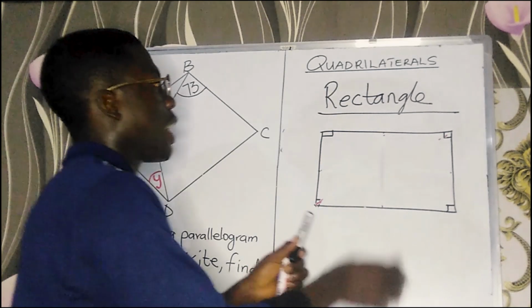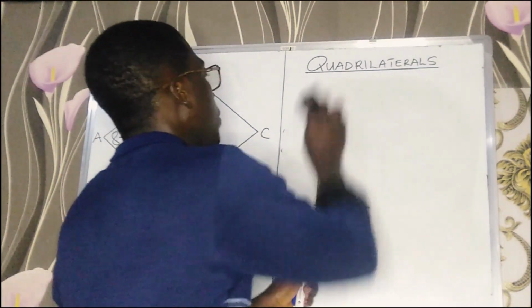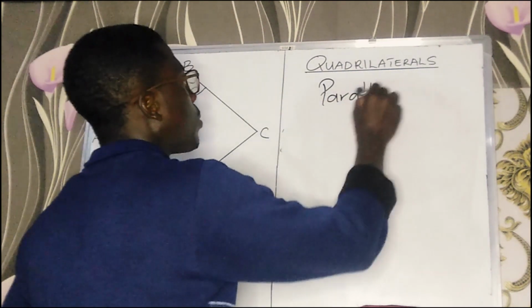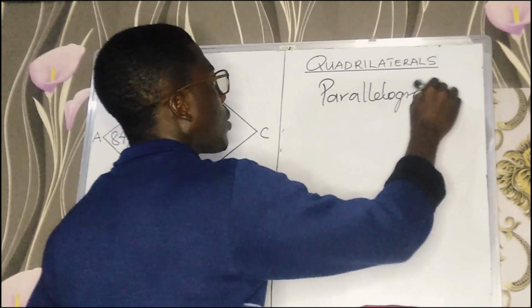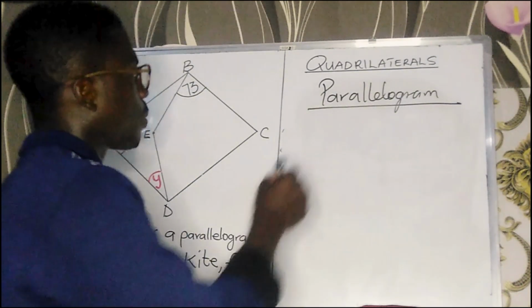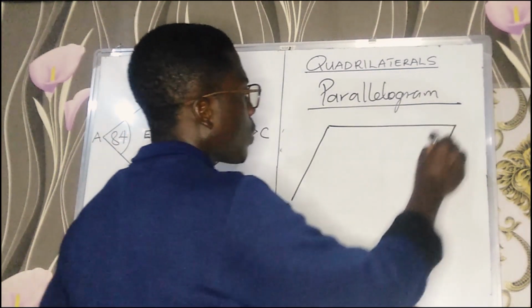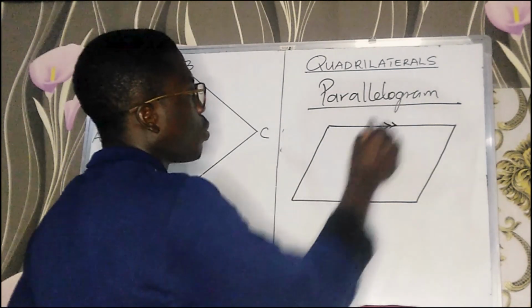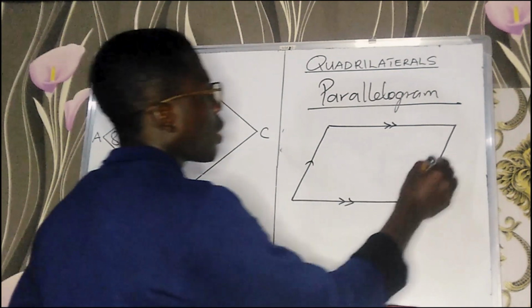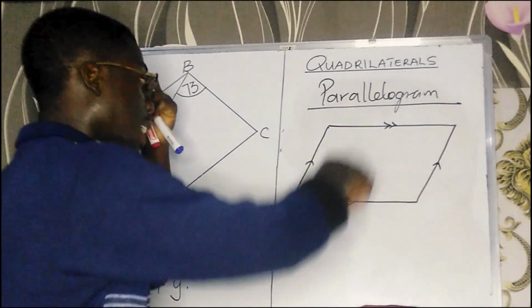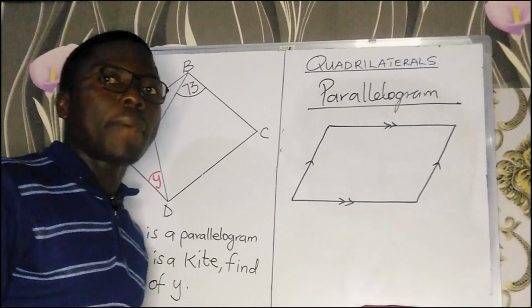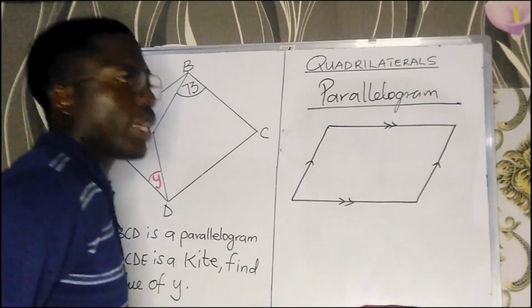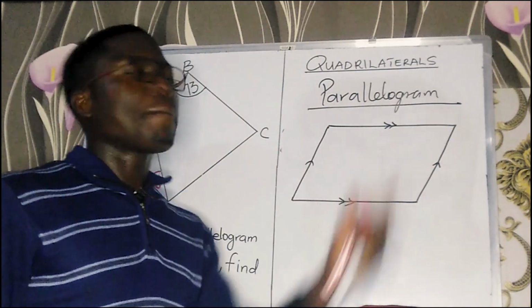Good. Let's move on to our next type of quadrilateral, which is a parallelogram. Good. So, with our parallelogram too, opposite sides are equal and parallel. And then we have these 2 equal to this one, they are also parallel. That is the first property of a parallelogram.